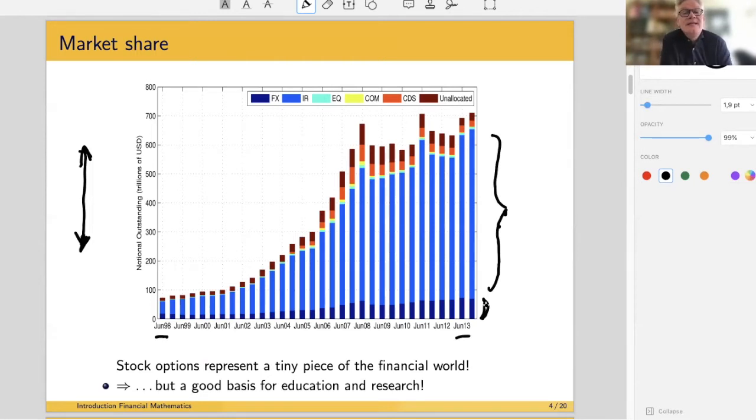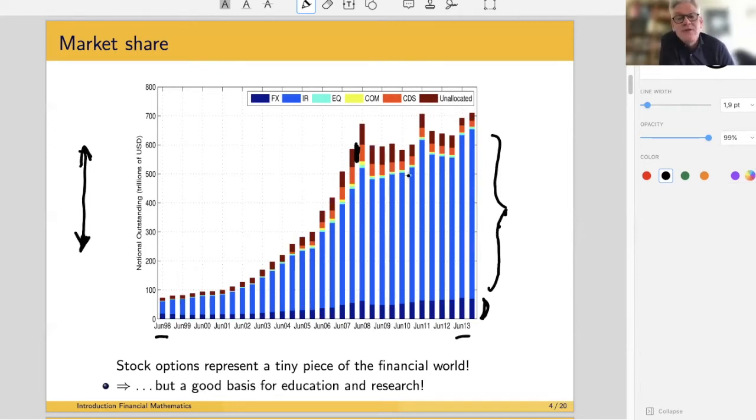And then the CDS, the credit market, is increased a lot since 2000, basically, until 2008, where it was substantial. The market where debts are being traded. And then it reduced a little bit due to the crisis, and it gets smaller and smaller, in fact. And unallocated, there's also a portion that is not directly allocated.